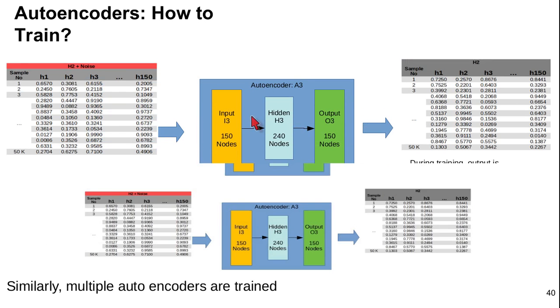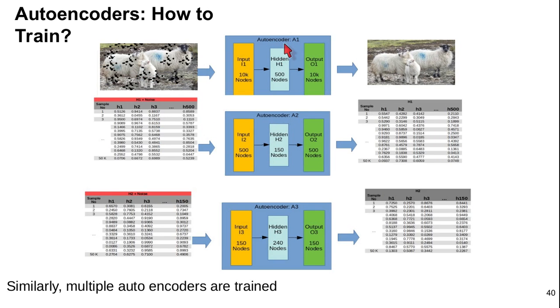But if we notice, autoencoder A1, hidden layer H1 had 500 nodes, which was less than the number of input nodes. Autoencoder A2 had 150 hidden nodes, which was less than the number of its input nodes, which were 500. But autoencoder A3 has 240 nodes. This is more than the number of nodes in its input. So the hidden layer of autoencoder A3 is not necessarily learning a compressed representation, but it is also learning to remove any kind of noise from its input.